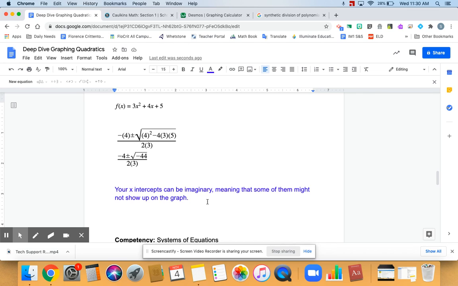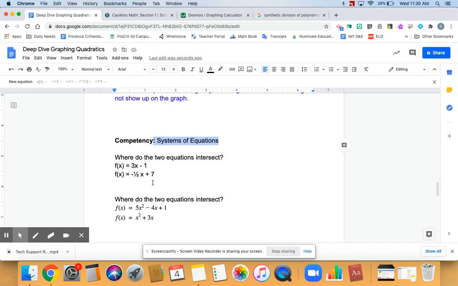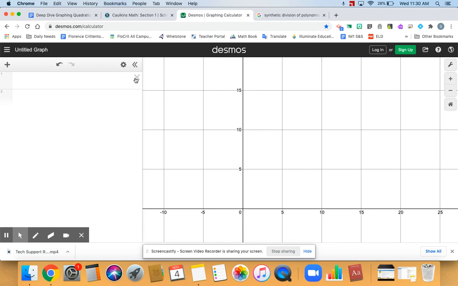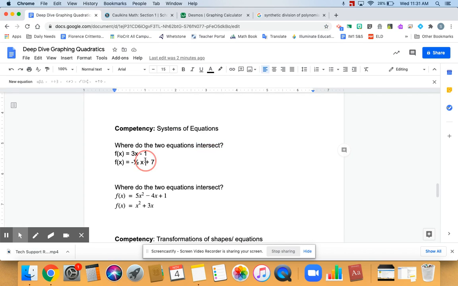All right. So another way this gets complicated is one of the competencies is system of equations. And so in year one, you did it with two linear equations where you graph two lines and you figure out where they intersect or they cross. Like if I were to graph both of these, they cross right here when x is 2.286 and y is 5.857. And there are many ways to solve this.